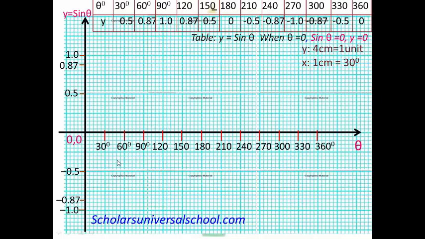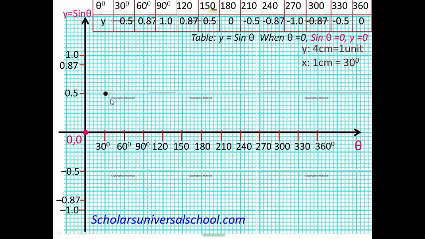So let us now plot our graph. When theta is 30°, y equals 0.5. Let us see how it goes. 30°, 0.5. So this is our point here. If you are confused about what we have just done, let us see again. When theta is 30°, y equals 0.5. So this is the point. We'll plot our point here.